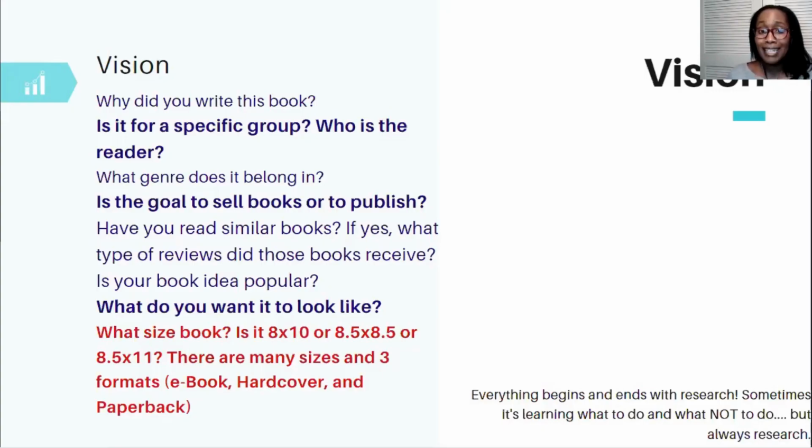There are so many sizes. And if you want illustrations, you need to know your book size before you approach the illustrator. You're probably saying, Charmaine, how do I do that? You want to go online and research different sizes of books based off of the genre that you want to write in.